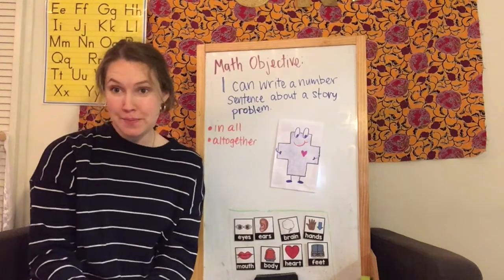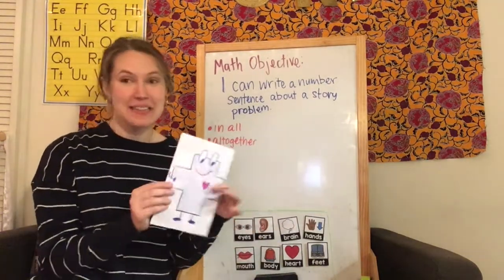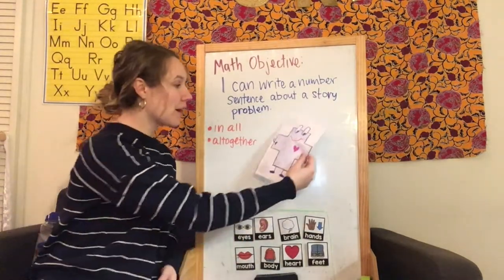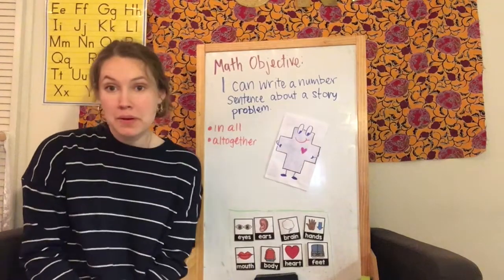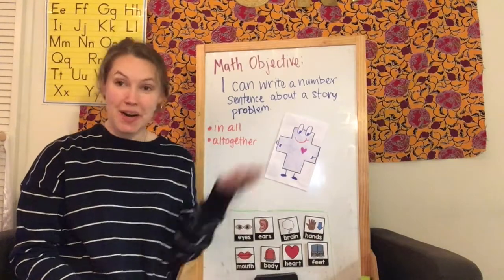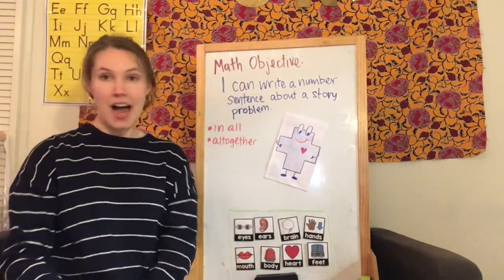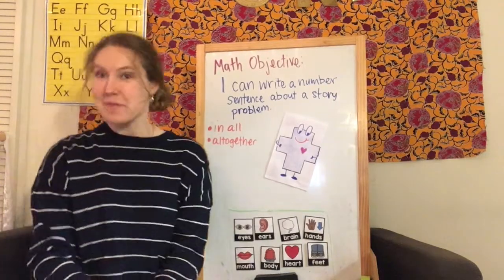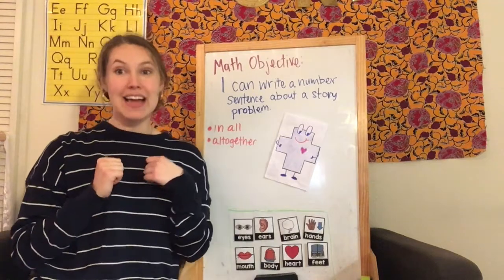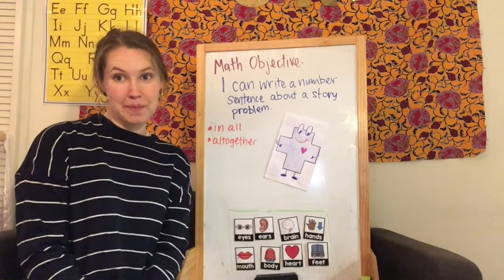So before spring break, we were working with our friend Gus the Plus, and he was helping us to add things up. So today we're going to continue our work with Gus the Plus, but we're going to be using something called a story problem. So let's go over our objectives so we know what we're going to be working on. All right, so today our objective is what we are going to learn. I can write a number sentence about a story problem.